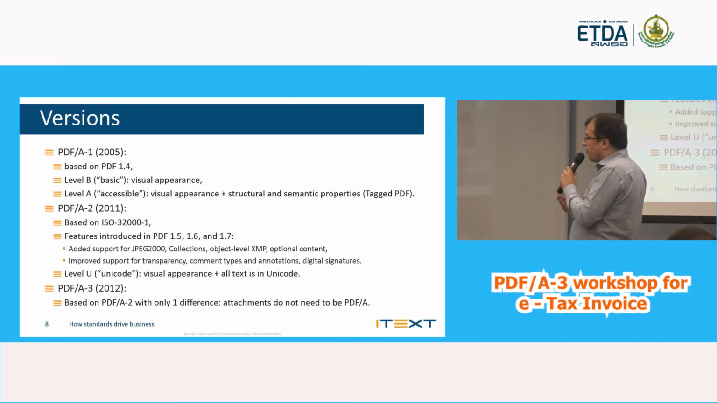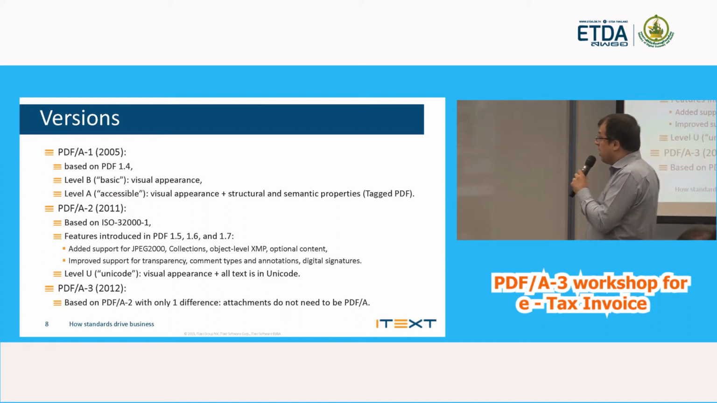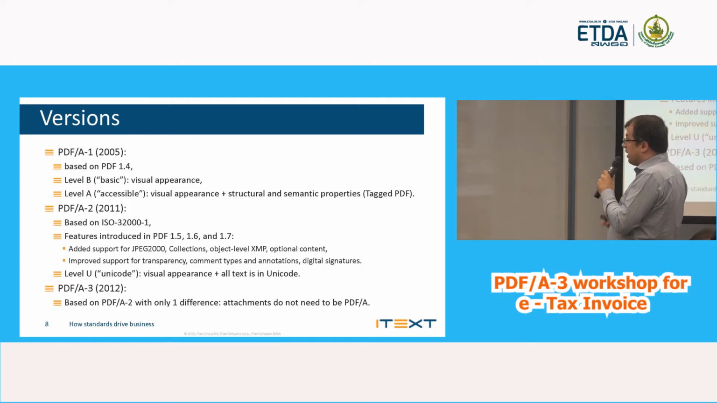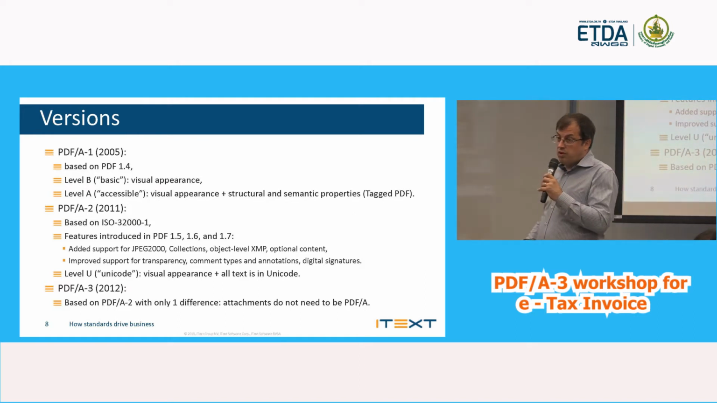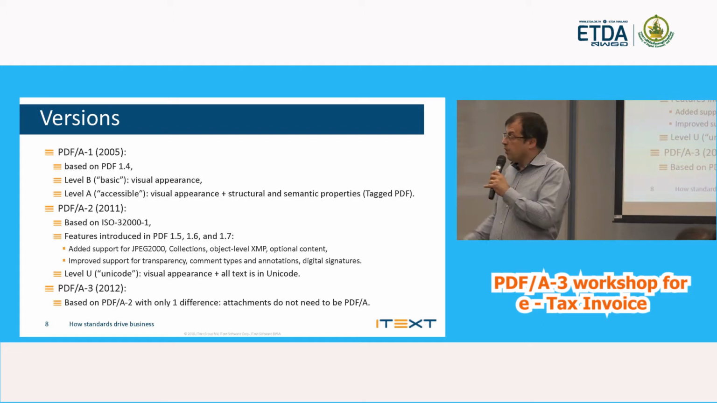And so there are 3 versions. Currently, the ISO committee is working on a 4th version. The first version defined is based on PDF 1.4. So PDF 1.4 was a specification owned, copyright, proprietary to Adobe.